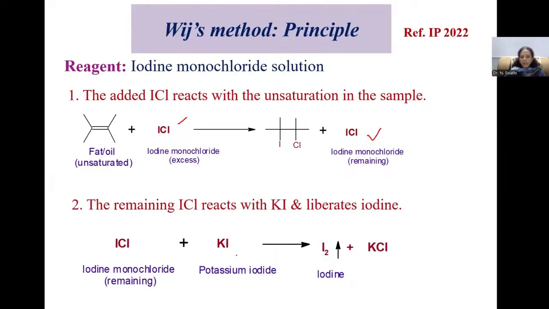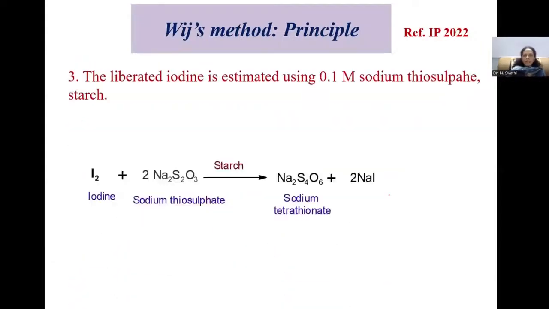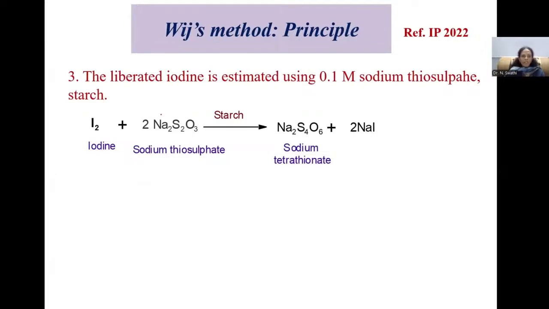When we add potassium iodide to the reaction mixture, the remaining iodine monochloride reacts with potassium iodide and causes liberation of iodine with the formation of potassium chloride as the byproduct. So here the number of moles of iodine liberated gives us an indication about the remaining iodine monochloride. And the remaining iodine monochloride gives us information about the degree of unsaturation present in the given fat or oil sample. To determine how much iodine is liberated, it will be again titrated using sodium thiosulfate in the next step. So the liberated iodine is estimated by using 0.1 molar sodium thiosulfate.